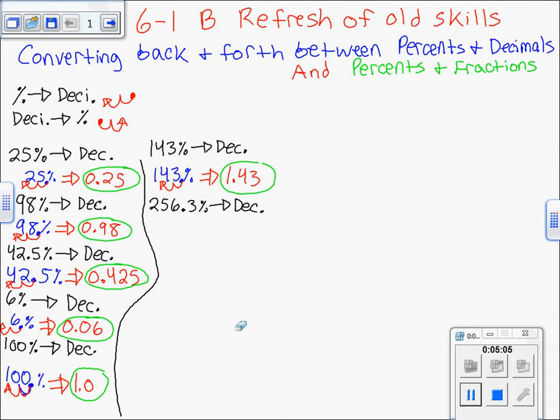Now, it can be worth more than 1. It could be 1 or higher. In this last one, it was 1, and this one's 1.43. Okay, so now the next one, give that one a shot.